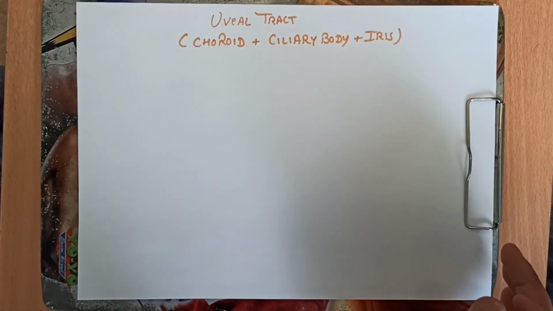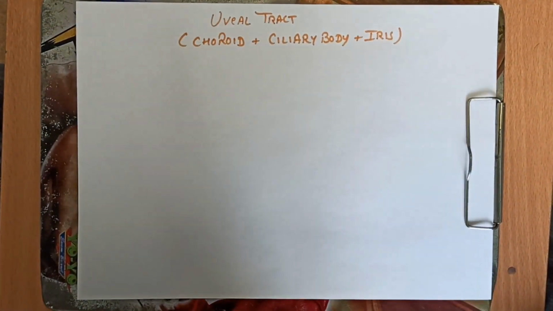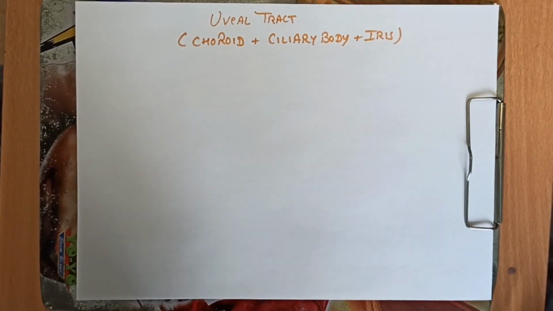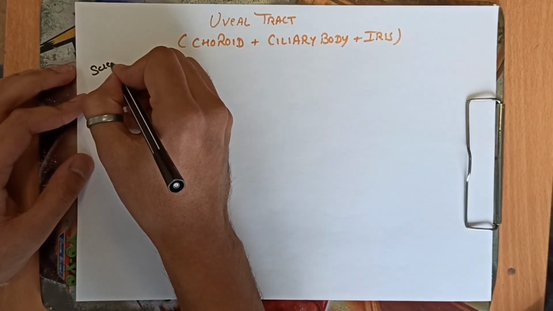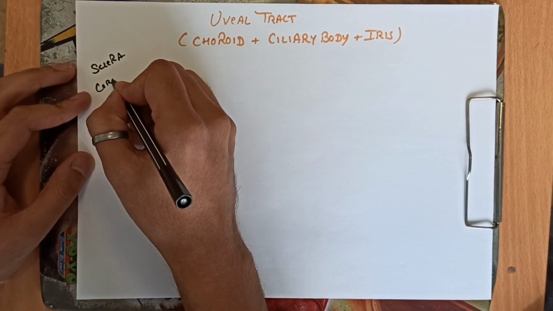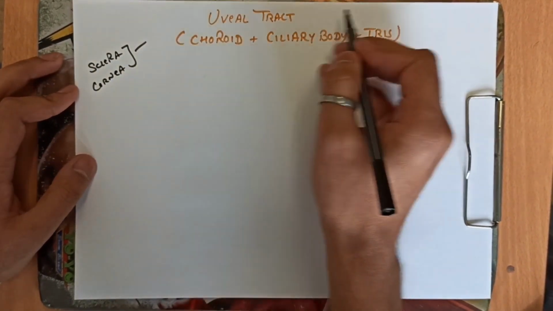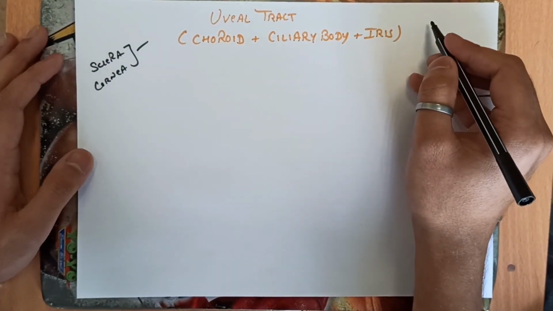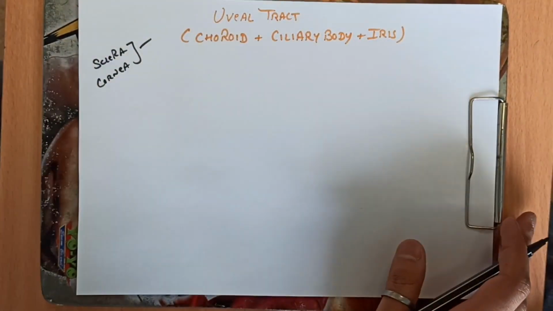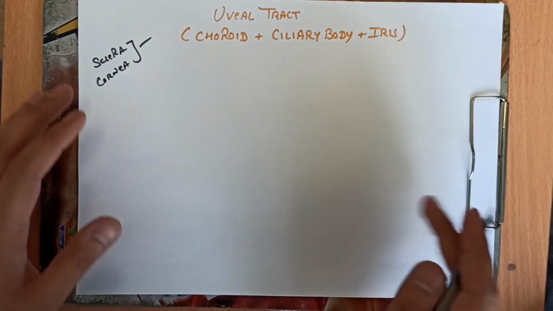Today in this video we will be studying about the uveal tract. As in my previous videos, I have already told you about the sclera and cornea. This was the outer membrane of the eye. This is the middle membrane, or the middle layer you can say. So today we will be focusing on the choroid.